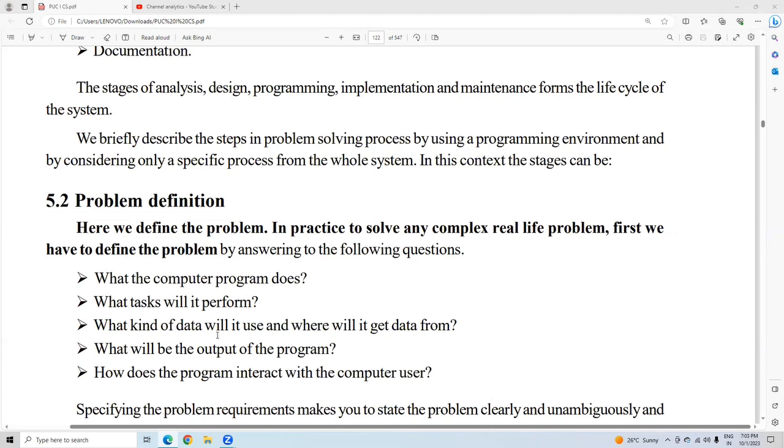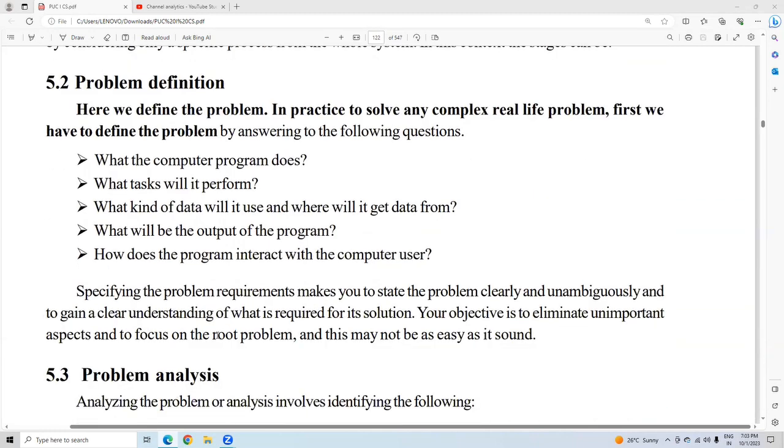Now, what does problem definition stand for? Whenever you are solving a problem, first you must know the problem very clearly. You must know the problem first. Then only can you find the solution. Without knowing the problem correctly, solutions can't be created.